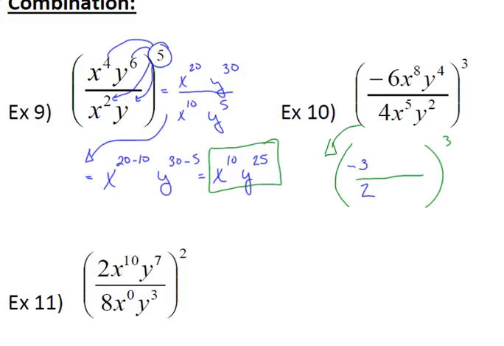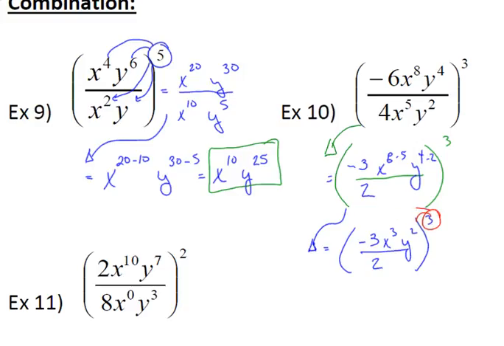I'm going to have x to the 8 minus 5, y to the 4 minus 2. So I have negative 3 over 2, x to the 3rd, y to the 2nd. I now need to raise this to the 3rd power. I'm going to distribute this 3 to each of my exponents here, and that includes the 1 in my denominator.